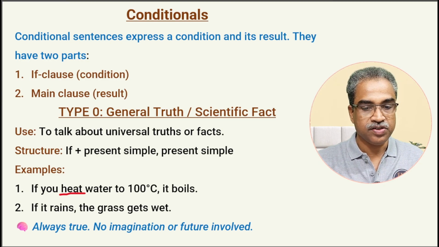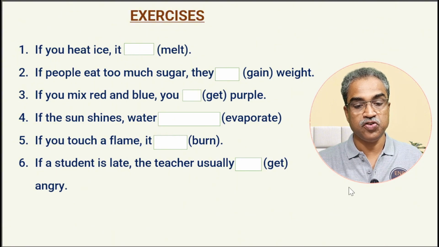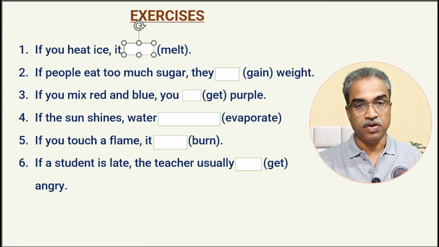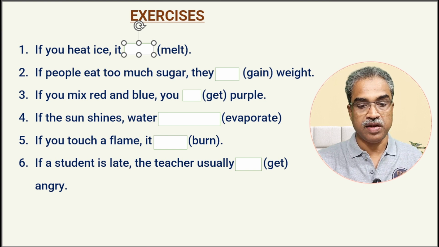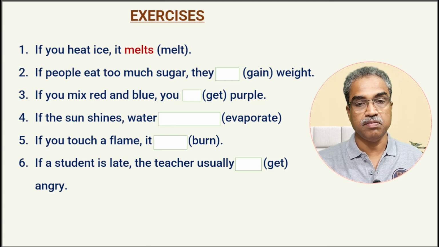Okay, now let's do some exercises here. If you heat ice, tell me, what should be there? Melt is the verb given. It, it is third person. So melt is the verb. We need to add an S to melt. So it will be melts. So if you heat ice, it melts.